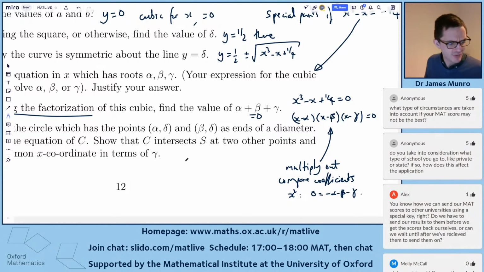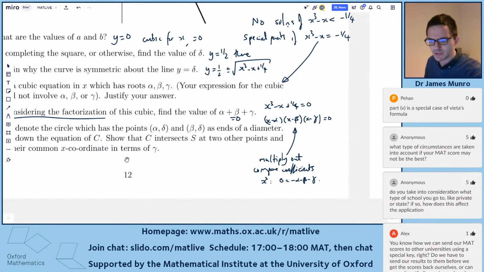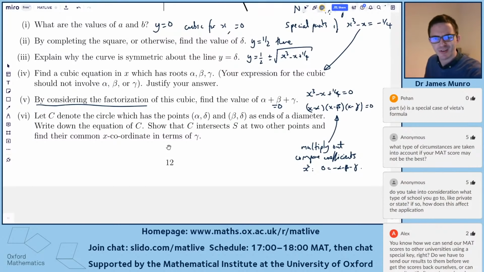Yes, there's something called Vieta's formulas, which some people learn and some people don't. We talked about it when we were setting the question, but we thought that because you've got a factorisation, we told you to factorise it. Once you've written down the factorisation, you might as well multiply it out and compare coefficients. We think that comparing coefficients is something that everyone's seen.